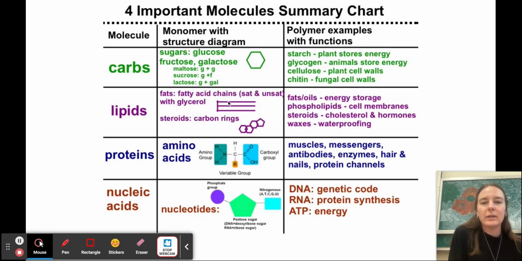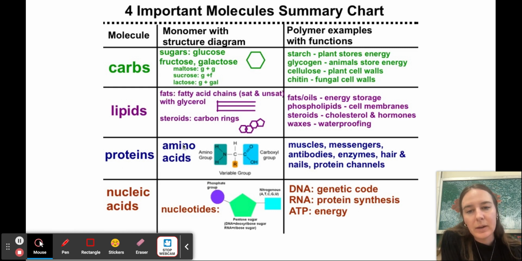And then they don't really have a polymer of lipids, but fats and oils are examples of lipids. And here's the function: phospholipids, steroids, and waxes. We didn't talk about waxes in the video, but that's another type of fat or lipid.